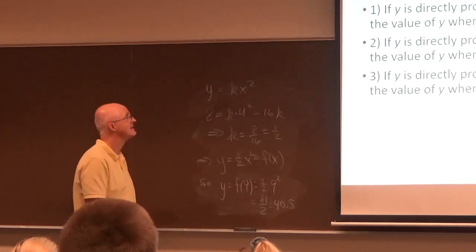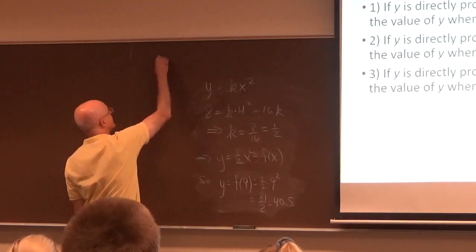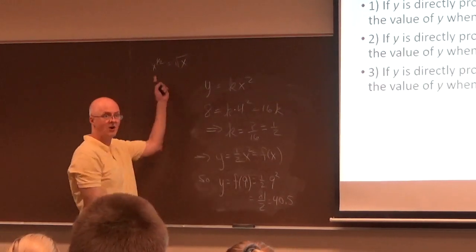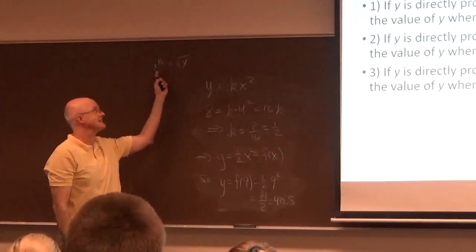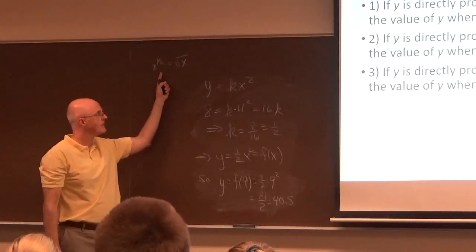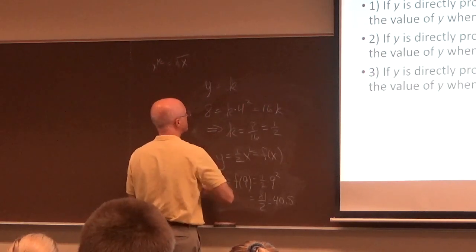I get ahead of myself. Y is directly proportional to x to the 1/2. X to the 1/2, by definition, is the square root of x. It's just an alternative symbol for it. That is a good idea because it's consistent with properties of exponents. Go ahead and put either an x to 1/2 or a square root of x here. I'll go ahead and put a square root of x.